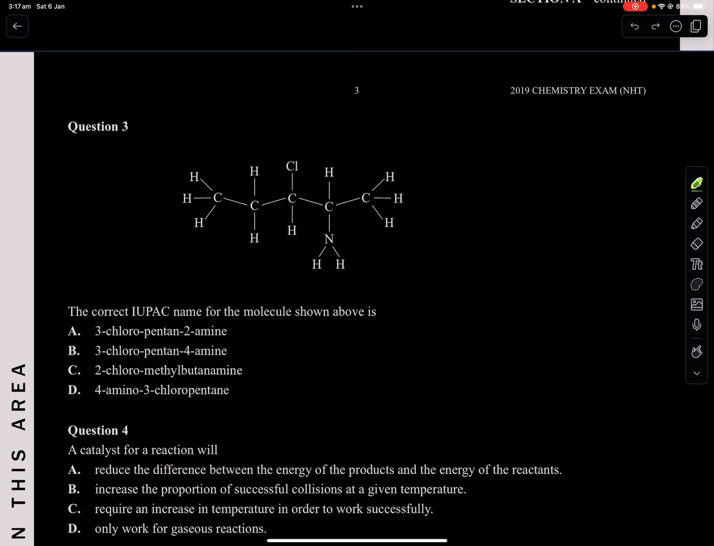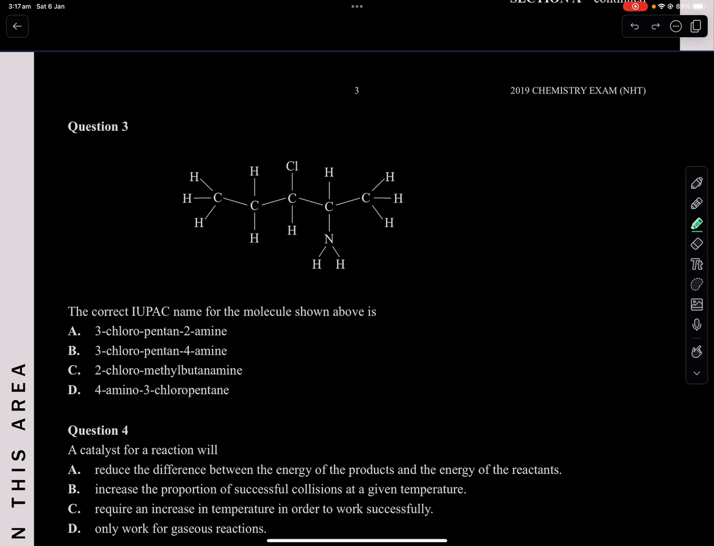Which is what? Do we start counting from here? 1, 2, 3. Or do we start counting from here? 2, 3. Well, you should be starting counting from here. 1, 2. Why? Because we hit the amine group first. If you start counting here, 1, 2, 3, we hit the chlorine, but it's on the third carbon. And remember, we want to hit the shortest.